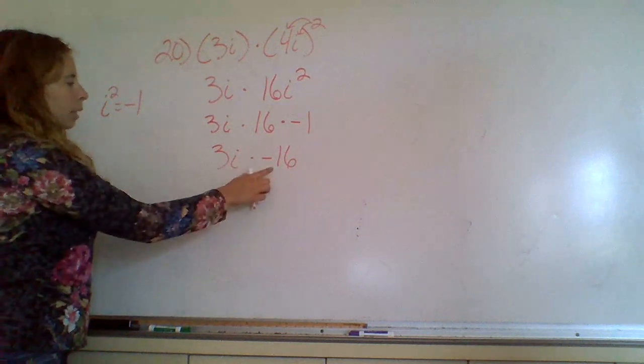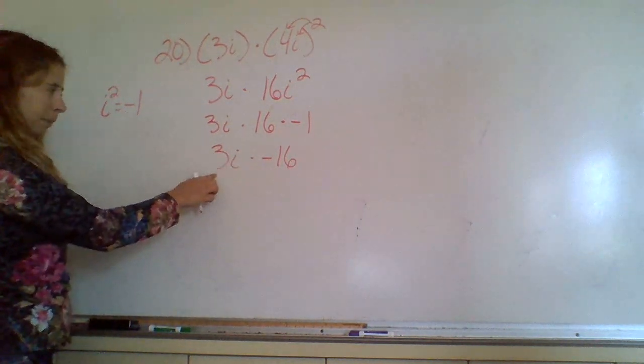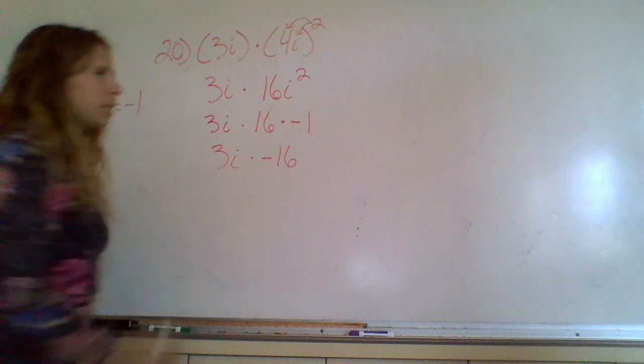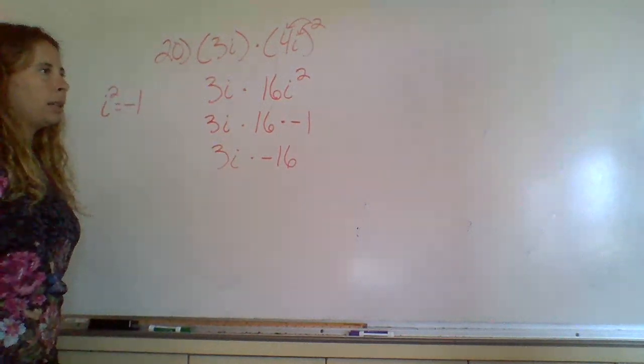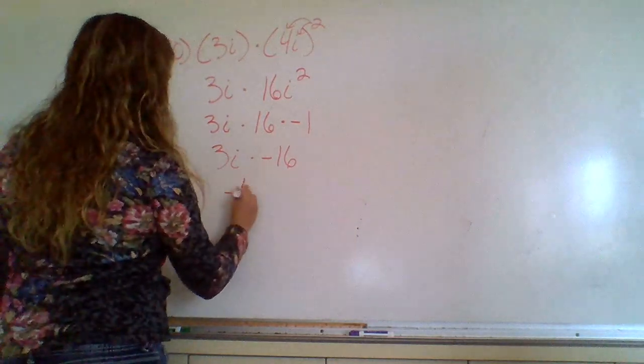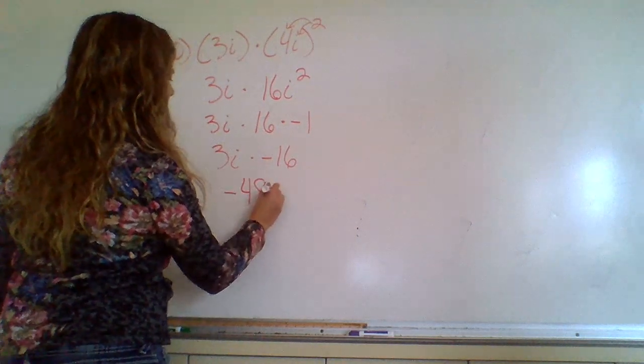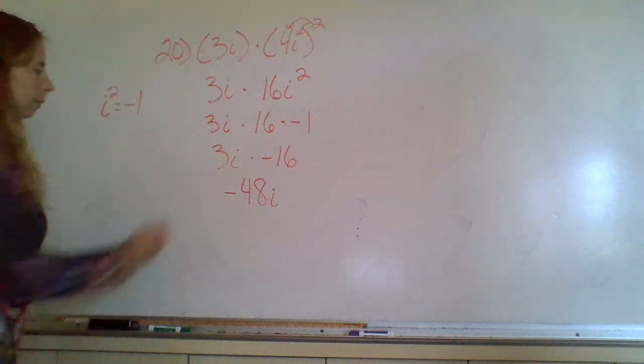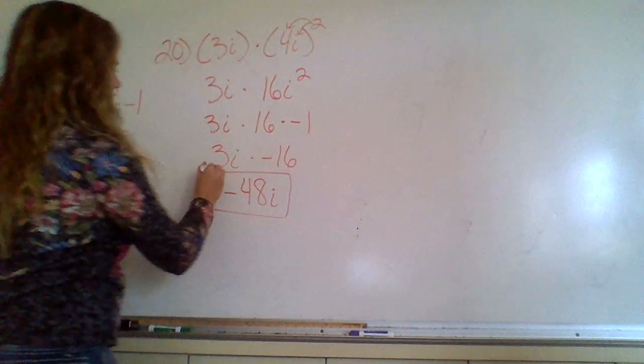Okay, and then just multiply these guys together. So negative 16 times 3. What is that? 48. Negative 48i would be your answer there. And you would leave it like that.